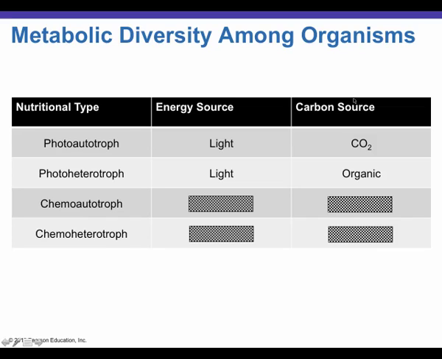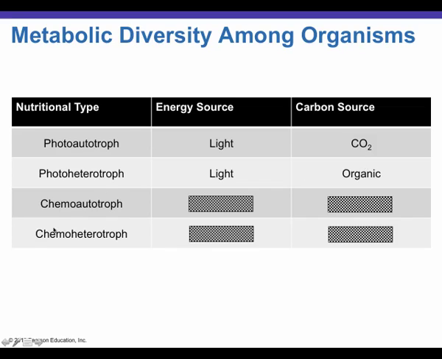Photoautotrophs, by the way, are like your algae, your primary producers. They use light energy, and they take in carbon dioxide, inorganic stuff, to produce organic carbons. Photoheterotrophs are bacteria that can produce ATP using light, but then they still require some sort of organic carbon source to build their biomass.